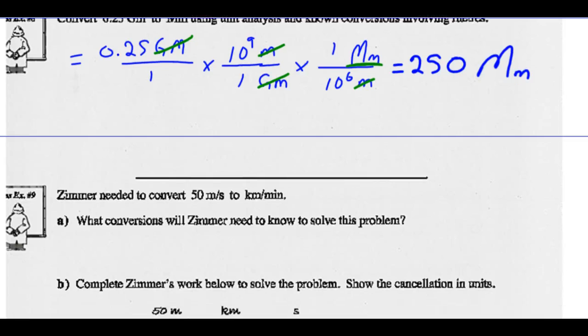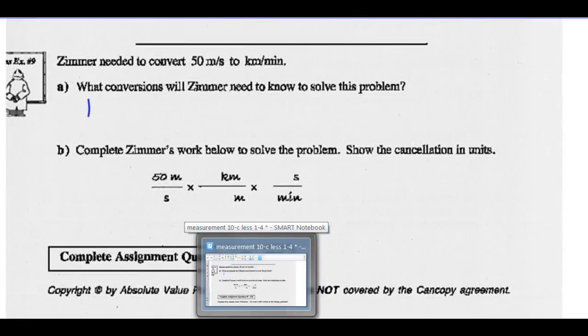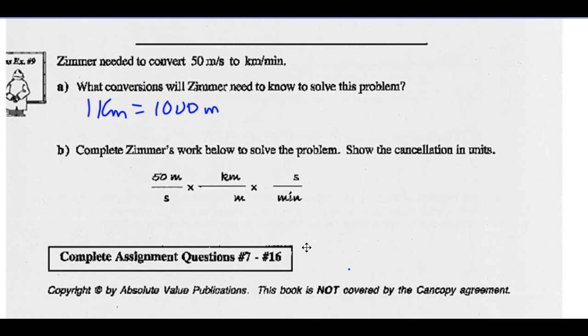And finally, let's look at example 9. So he will need to know that 1 kilometer equals 1,000 meters. And he will need to know that there are 60 seconds in 1 minute. So those are the common conversions Zimmer will need to know. So let's complete the work. It starts off with 50 meters per second. That's what we're given. 50 meters in 1 second.